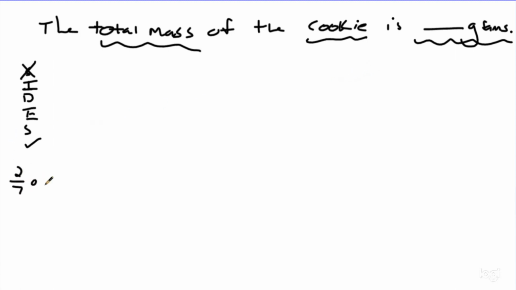So 2/7 of my cookie, okay, was flour. And then it said the remainder, which is basically like saying the rest, right? So the rest of my cookie was butter and chocolate chip. And then it told me that there was a ratio here.